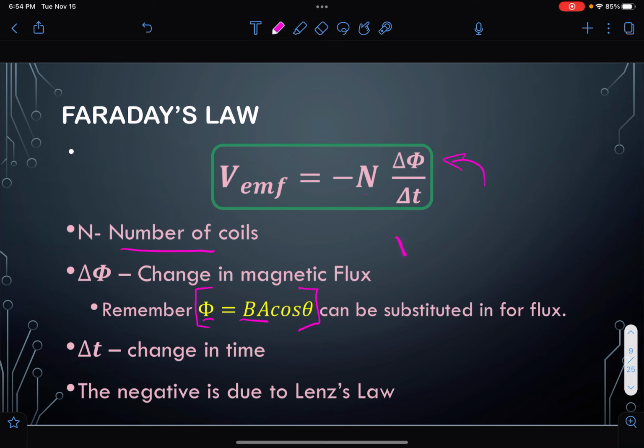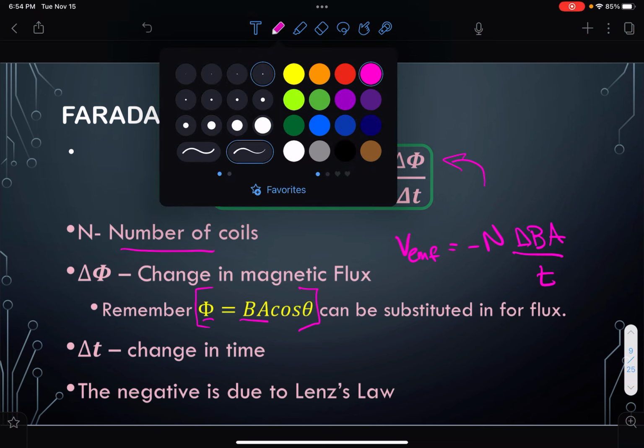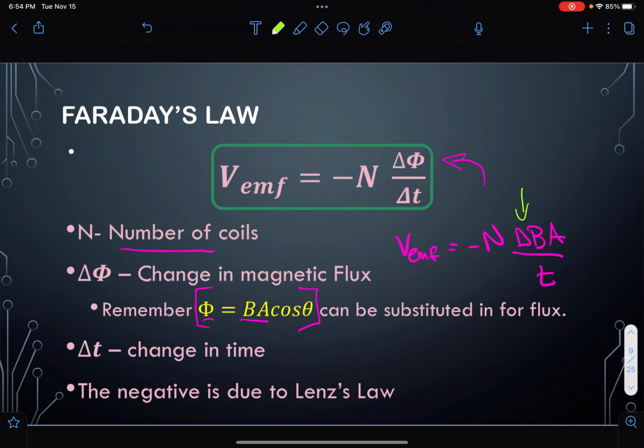So then we end up with V EMF is equal to the number of coils times the change in magnetic field and area over time. Now, here's the interesting part: sometimes it's going to be the magnetic field that could be changing, and sometimes it could be the area that's changing. So we're going to look at both situations in some of our practice examples here. And then just as a side note, this VEMF can also be written like that. So both of those are referring to that electromotive force or the total voltage of the circuit.